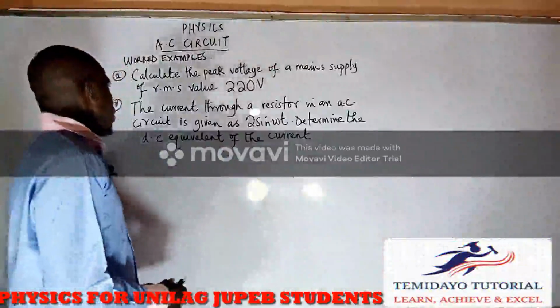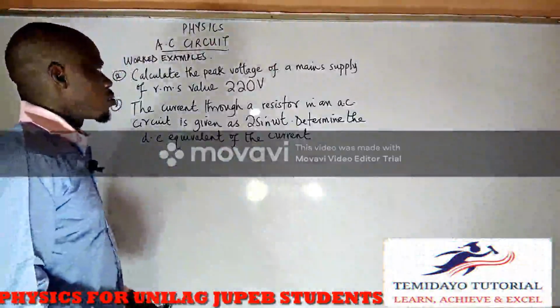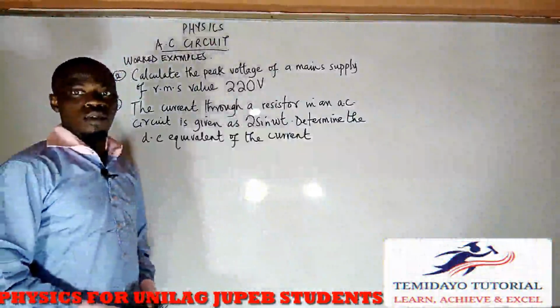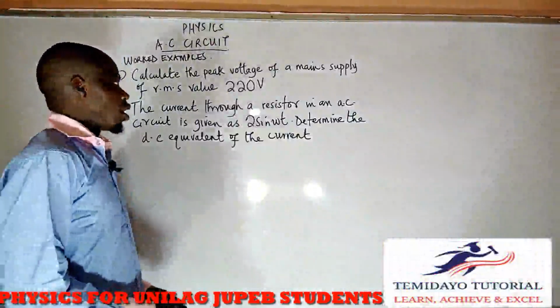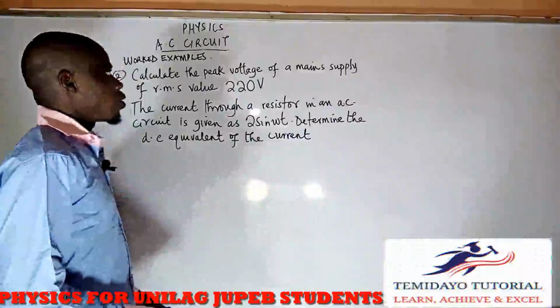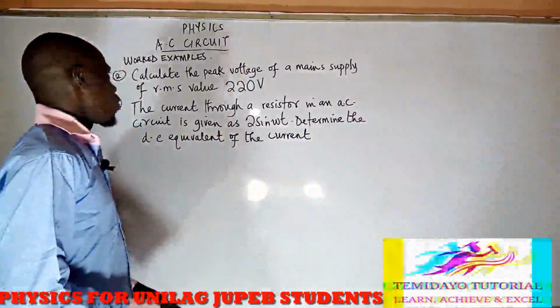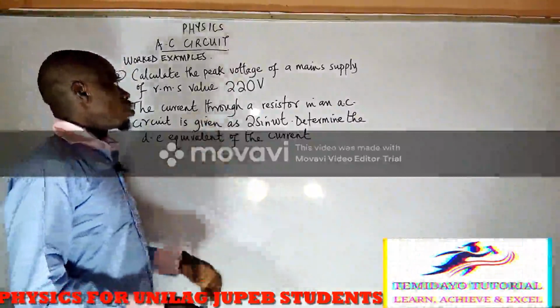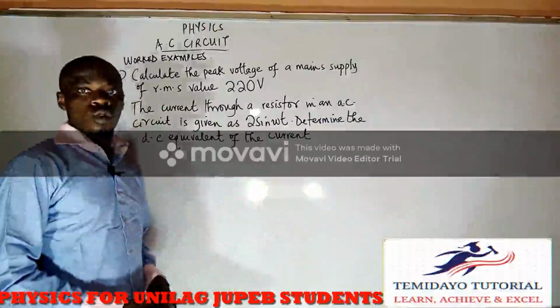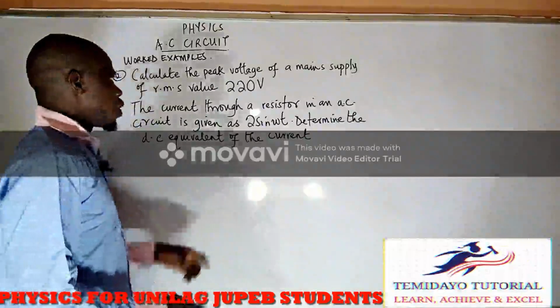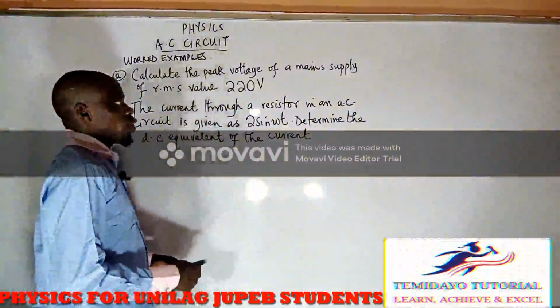So considering the second and the third question, still under the worked examples on AC circuits. Now we have to calculate the peak voltage of the main supply, whose root mean square value is 220 volts. We want to calculate the peak voltage.